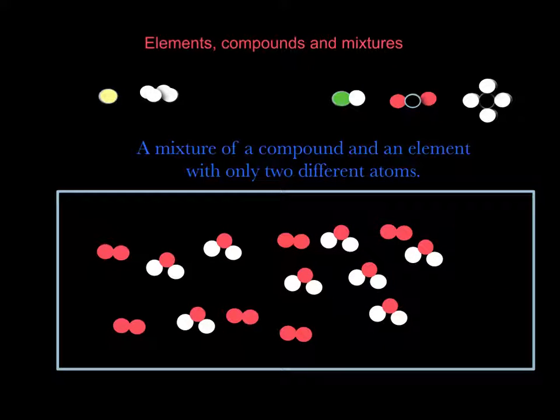This is a mixture of a compound and an element with only two different atoms because this is a compound right here and this is an element right here, and the two atoms that are used in this are the white atoms and the red atoms.